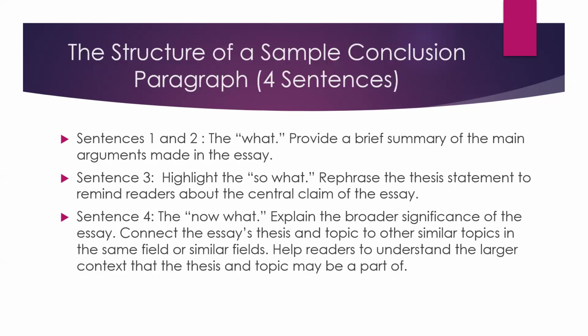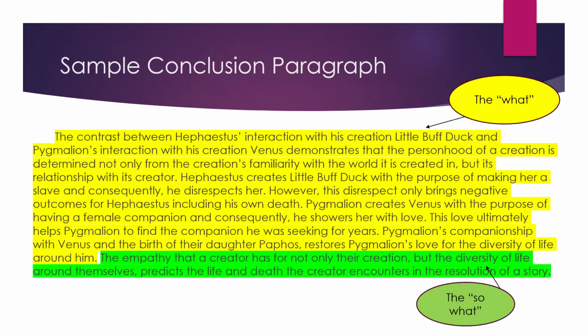Okay, if a conclusion were to be written in four sentences, sentences one and two would provide the what, so they would provide a brief summary of the main arguments made in the essay. Sentence three would highlight the so what. So in this sentence, you would rephrase the thesis statement to remind your readers about the central claim of the essay. Sentence four would go into the now what. So it would explain the broader significance of the essay. It would connect the essay's thesis and the topic of the essay to other similar topics in the same field or similar fields. It would help readers to understand the larger context that the thesis and the topic may be a part of. So let's take a look at the sample conclusion paragraph.